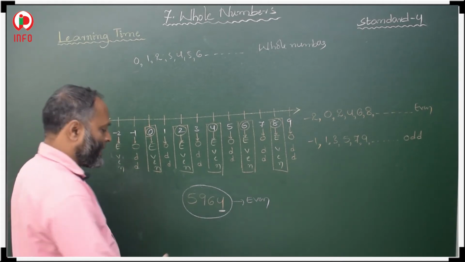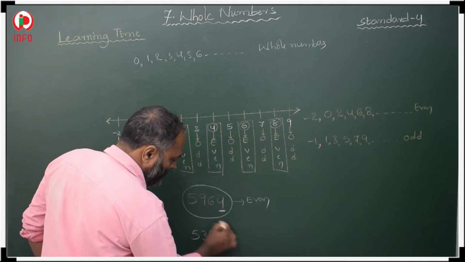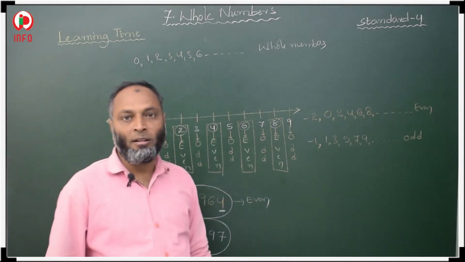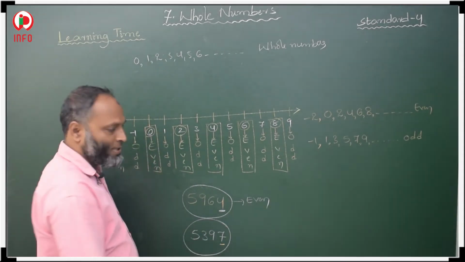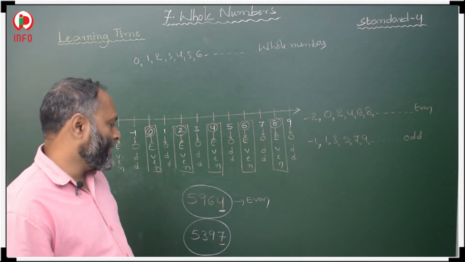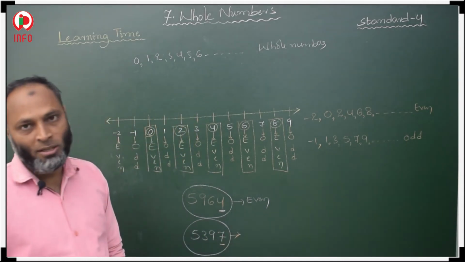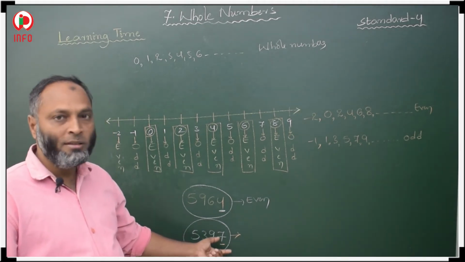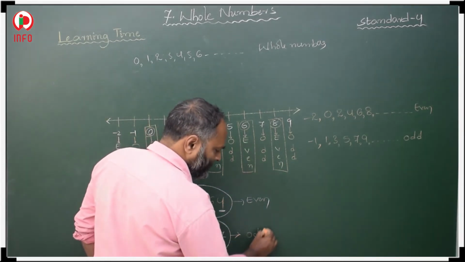In the second example, 5397. So, what is this? If anybody asks whether this number is even or odd, how do we say? We have to see what is there in the ones place. In the ones place 7 is there. 7 is not there in the 2 table, so it is an odd number, it is not divisible by 2. So this complete number is an odd number.